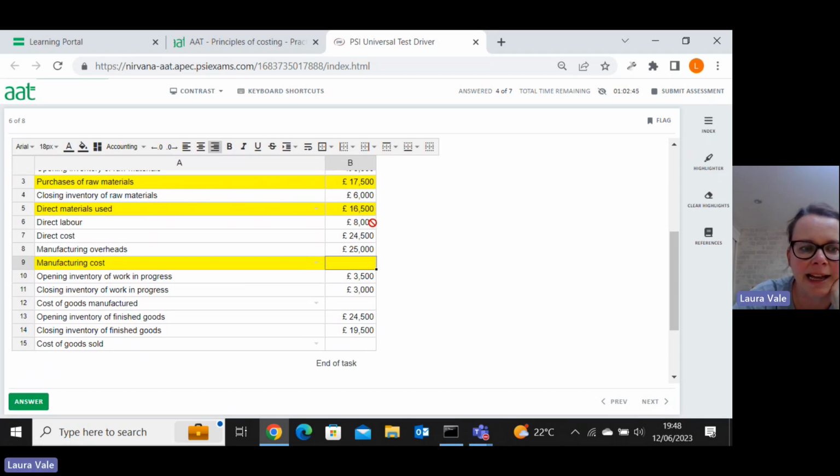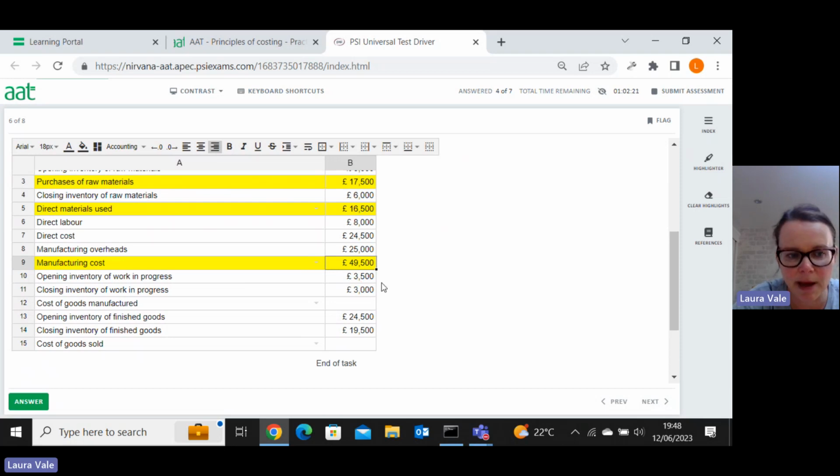Direct materials used, add on the direct labour, so you can check the bits that they've done work. So we've got 16,500 plus 8,000 equals 24,500. That gives me confidence that I'm on the right track. Add on my manufacturing overheads, and that gives me 49,500.